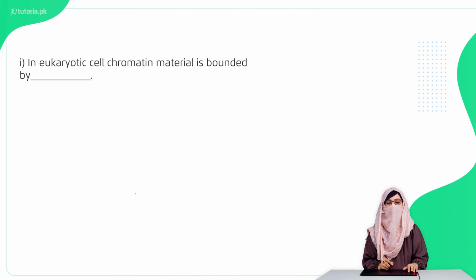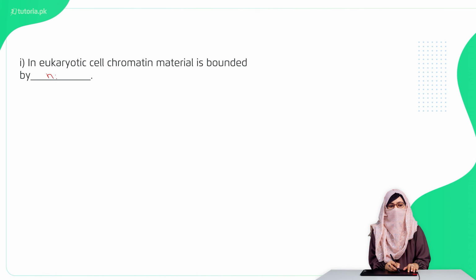Today we are doing the exercise of your chapter 4, that is the cells. Let's start with the fill in the blanks. So the first fill in the blank is, in eukaryotic cell, chromatin material is bounded by dash. तो इसका आंसर है nuclear membrane.